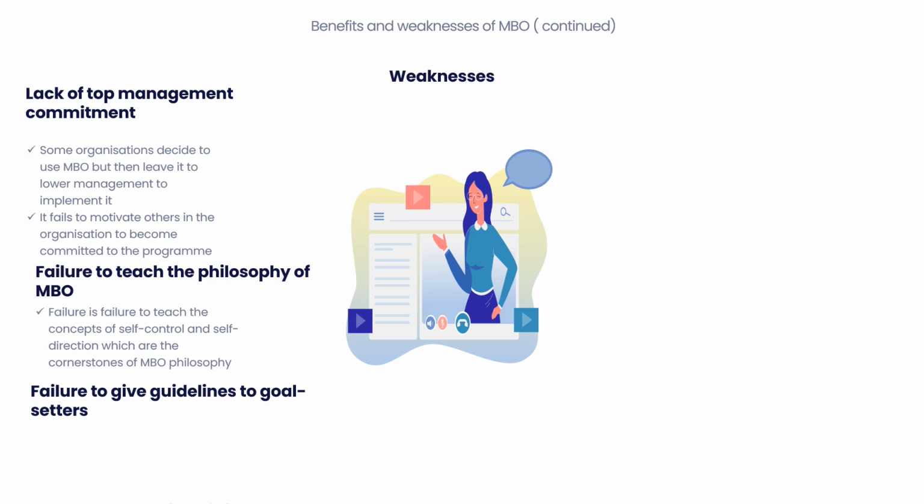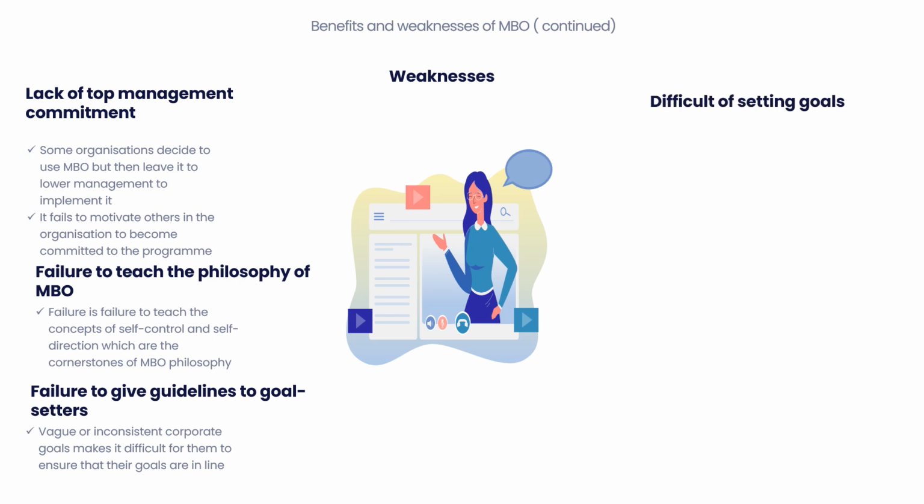Failure to give guidelines to goal setters. If we don't have good guidelines for the people, it will be very difficult for them to set their own goals. Because remember, there is routine. If you carry on with a routine, we don't set new goals. When we are talking about goals, we have to bring something new, innovation, creativity. So we have to avoid routine and being conservative. In MBO, if we are using conservative ideas, there is nothing new that we bring to the progress of our company.